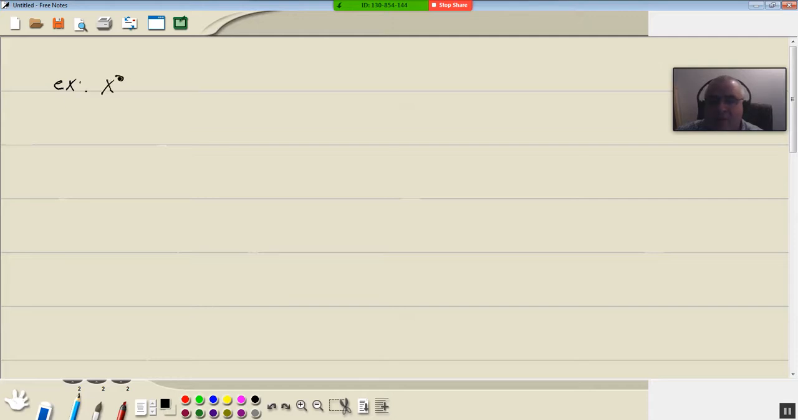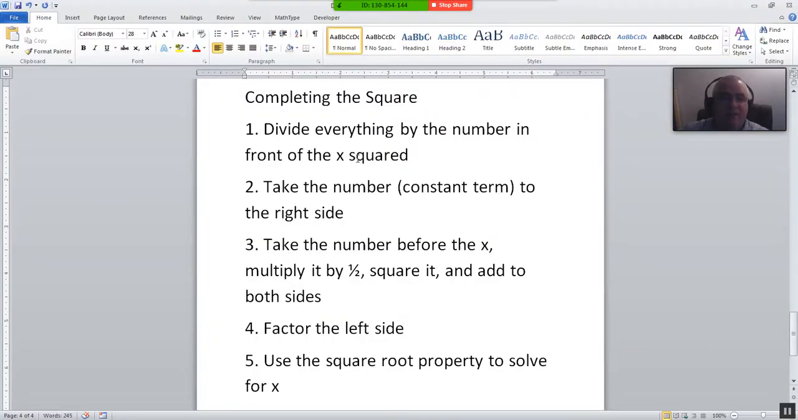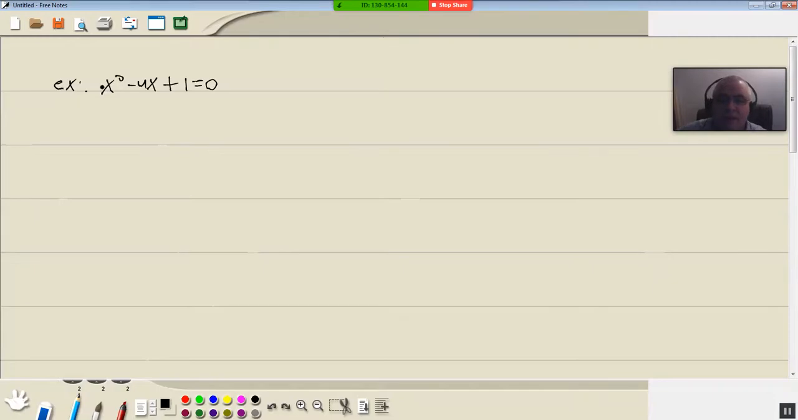Let's say I have x squared minus 4x plus 1 equals 0. Step 1. Divide everything by the number in front of the x squared. Now there is no number in front of our x squared, so I don't have to do that. Step 2. Take the number of the constant term to the right side. So I take the 1, move it over. So we got x squared minus 4x is equal to negative 1.